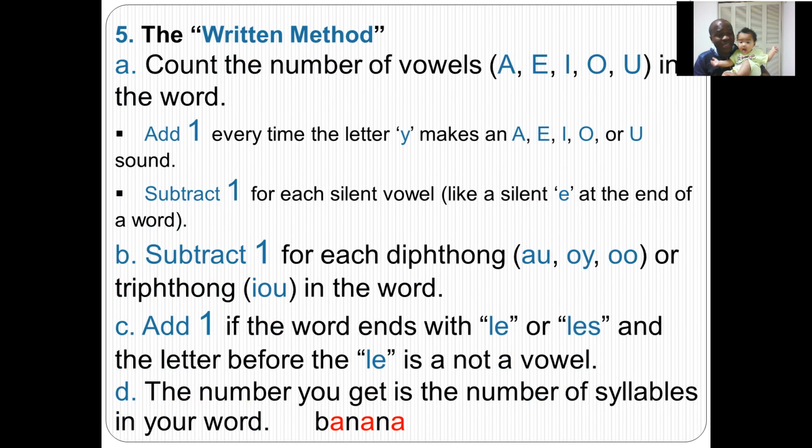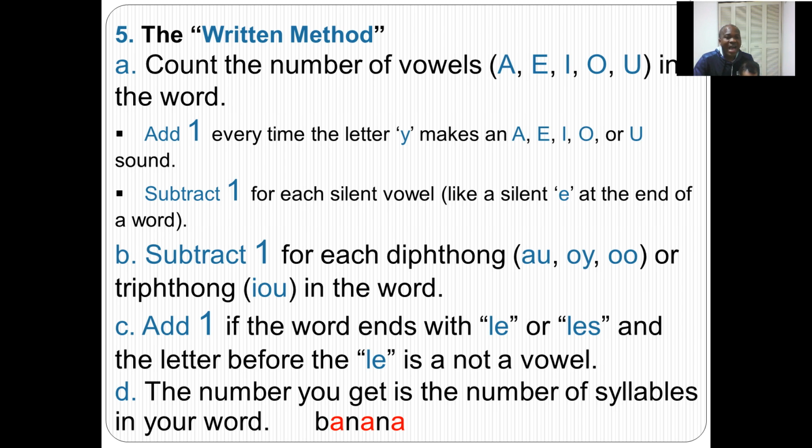Now the next one is the written method. The written method, number 1, count the number of vowels, A, E, I, O, in a word. Very important. It doesn't mean that every vowel is included. Some vowels are not counted, for example silent letters, diphthongs, and vowel teams. So let's look at it very well.